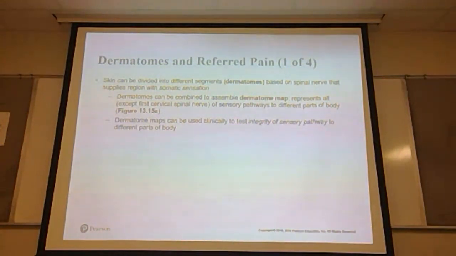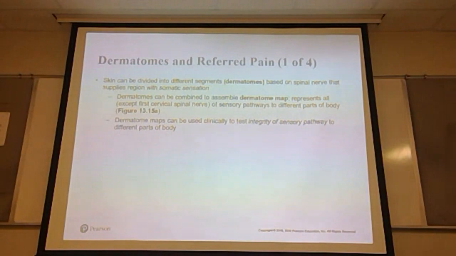Dermatomes: the skin is divided into different segments, or dermatomes, based on the spinal nerve that supplies the region with somatic sensation. Dermatomes can be combined to assemble a dermatome map, which represents all of the sensory pathways to the different parts of the body, except for the first cranial nerve and first cervical spinal nerve.